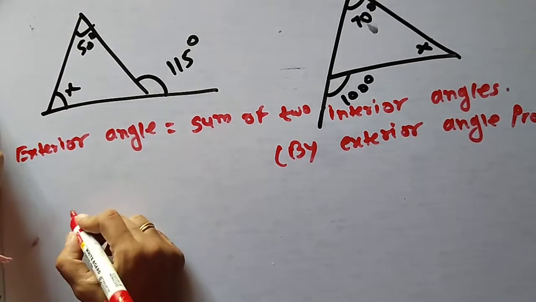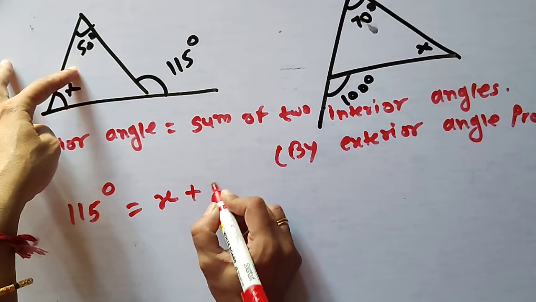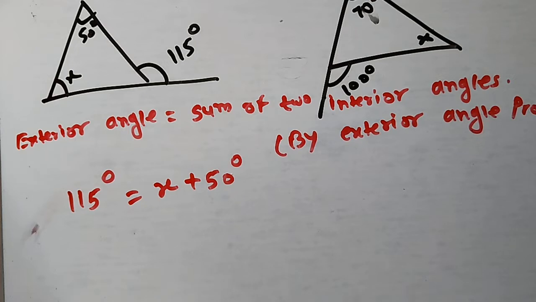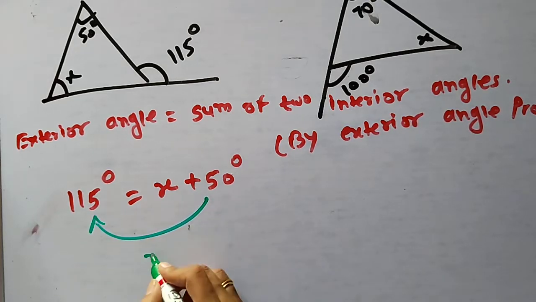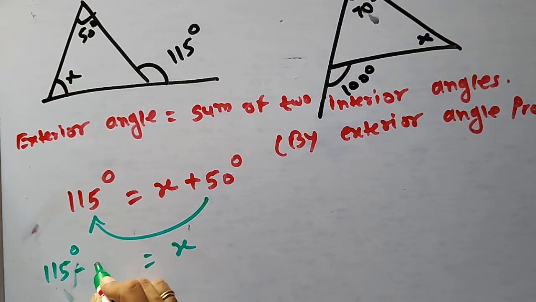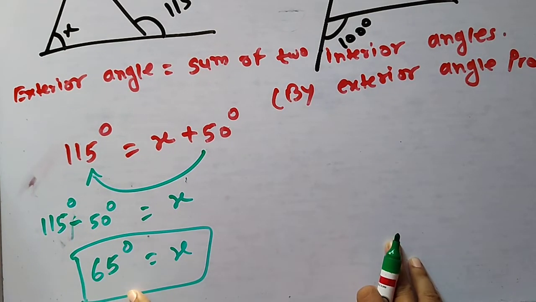One exterior angle is given, that is 115 degrees, equal to the sum of two interior angles, x plus 50 degrees. Now we get an equation. Now you have to solve this. What is the value of x? You have to find the value of x. So you put x here, and move the 115 to this side: x equals 115 degrees minus 50 degrees. So 115 degrees minus 50 means 5 minus 0, 5; 11 minus 5, 6. So we get the value of x is 65 degrees.